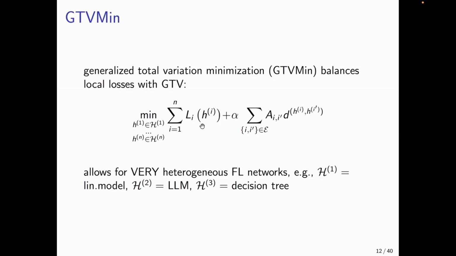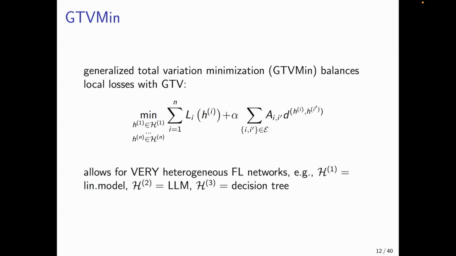And what couples those individual machine learning trainings is this penalty or regularization term here. This regularization term is the generalized total variation. Hence, this whole thing is called generalized total variation minimization, or GTV min. And this is the core formulation of federated learning in this course. Everything we do in this course is following the same workflow.